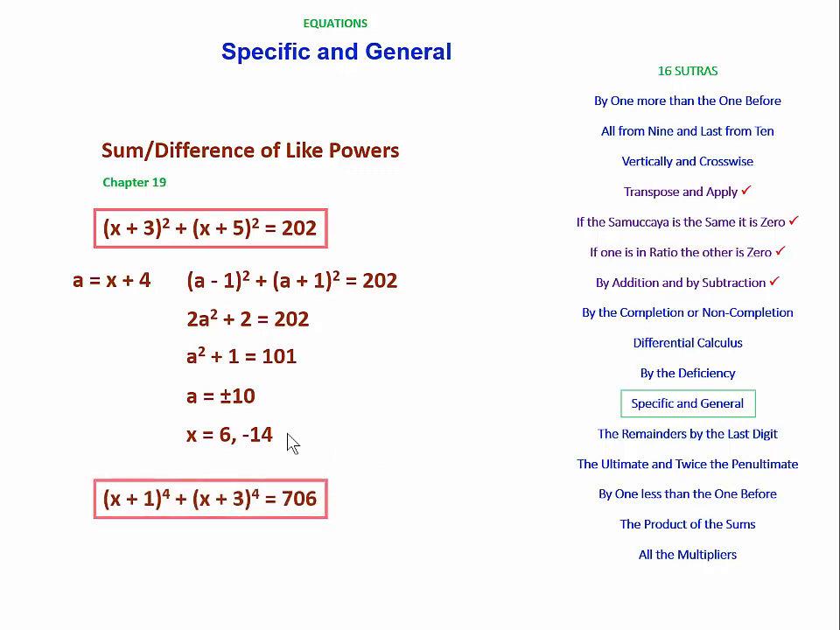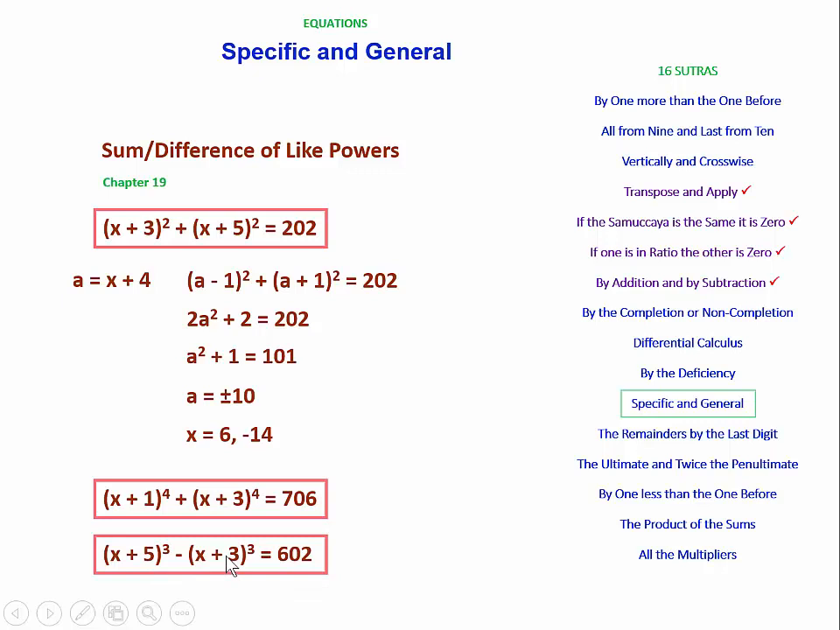This is the equation that Tirthaji uses, so you've got two quartic expressions here, power of 4, and these are added up and equal to 706. So a lot of work is going to be involved. But if you use the average, you can put your a this time equal to x plus 2, and you would find that the odd powers cancel out, and you would be left with a simple quadratic equation to solve. Also, we can apply it in this case here, where we've got cubics, and we can use the average there as well.